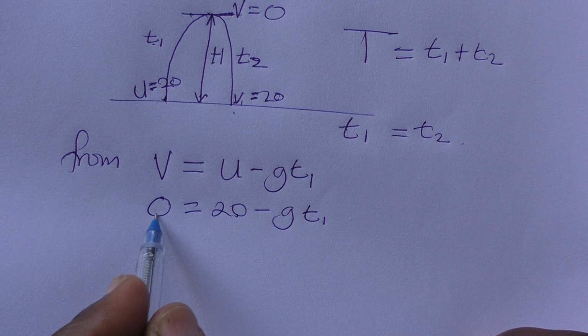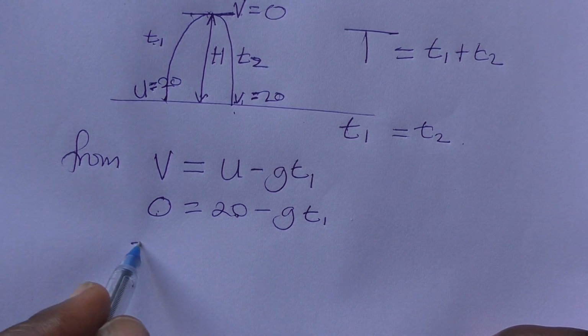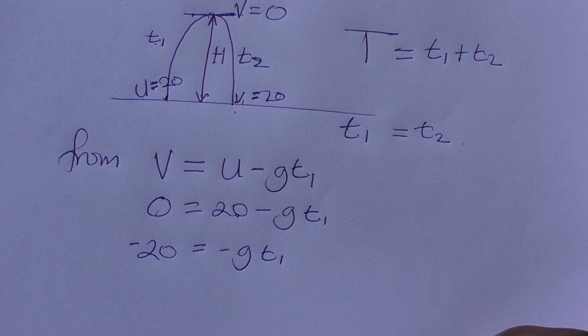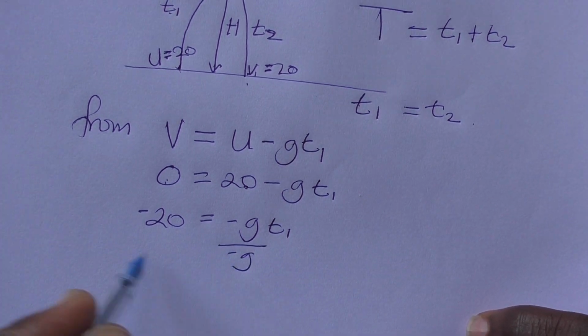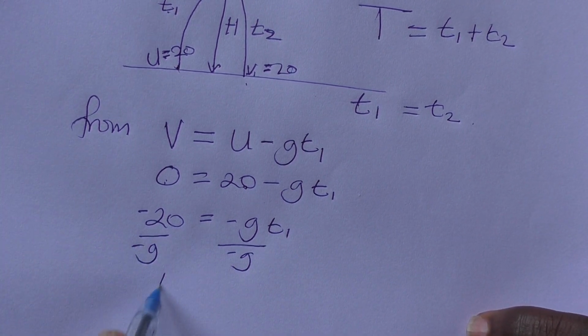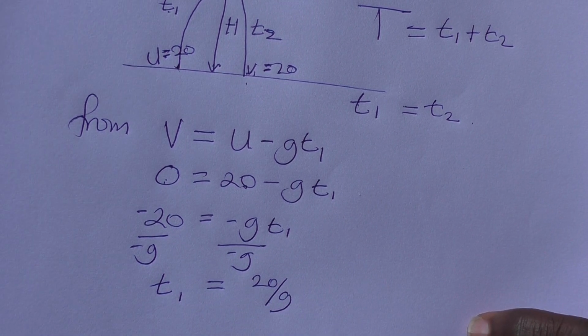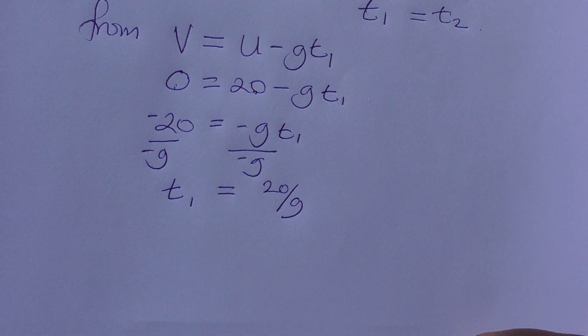Therefore, we cross multiply. When we take this one to the other side, it becomes negative 20 equaling negative gt. And when we divide by negative g, we shall get that time as 20 over g. That's the time it takes to reach the maximum height.